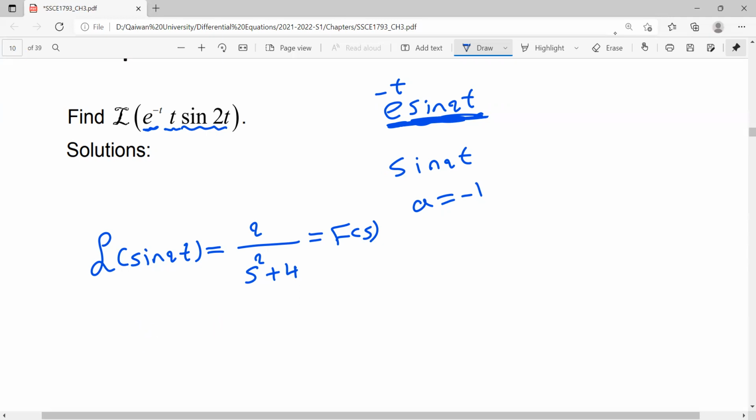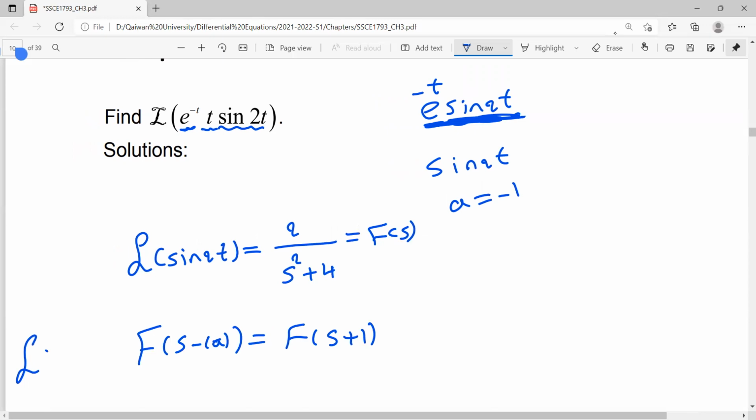So f of s minus a, with a equal to minus 1. Let me write down again: f of s minus a equals f of s plus 1. Minus minus becomes plus. This is the Laplace transform of e to the power minus t sine 2t, and it equals f of s where we replace each s by s plus 1. It's 2 dividing by s plus 1 squared plus 4.